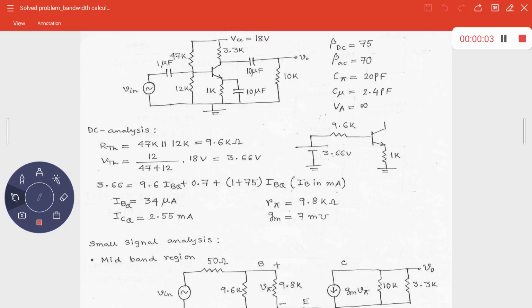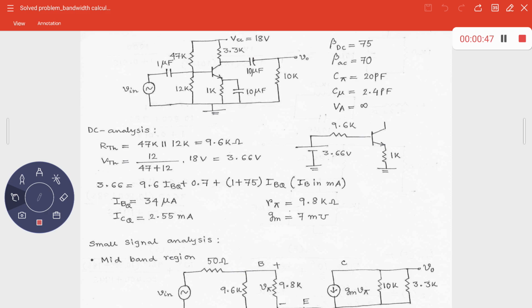Okay, so this class is basically a problem solving class, and the concepts required for this particular problem are divided into different units in your syllabus. For example, in unit number 2, you have studied the bias calculation of a BJT, right? And in unit number 3, you have studied the small signal characteristics in the midband region. And then in unit number 4, you have studied the frequency response characteristics, right?